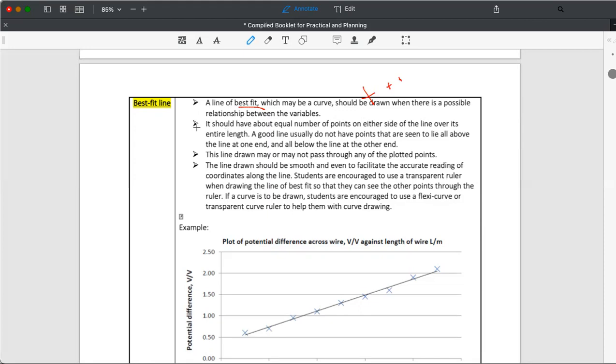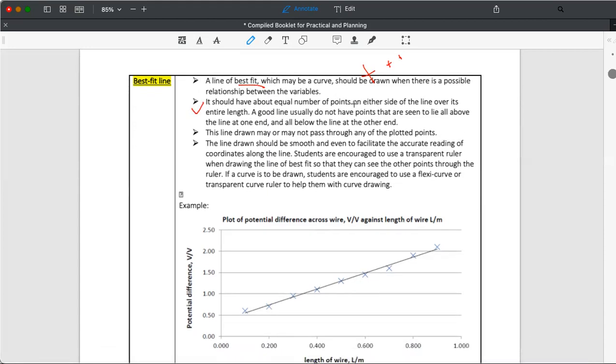Then the best fit line should have an equal number of points on either side of the line over its entire length. A good line usually does not have points that all lie above it. You cannot have all your points above the line, it's very impossible, or all below the line. It should be a good spread, a good average. What is the best fit line? A best fit line means a good average. That is the meaning of best fit line.